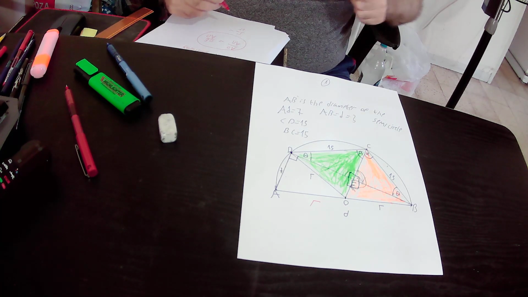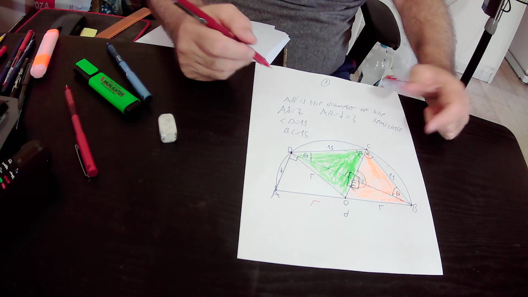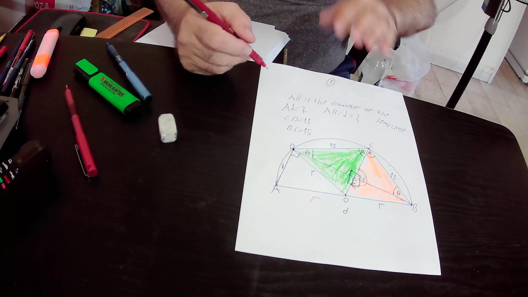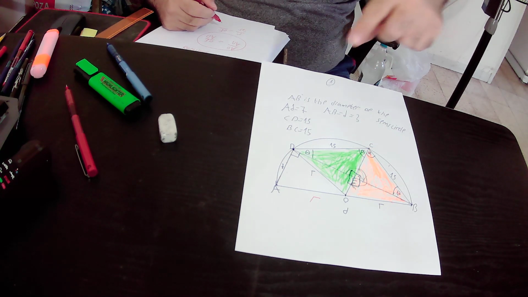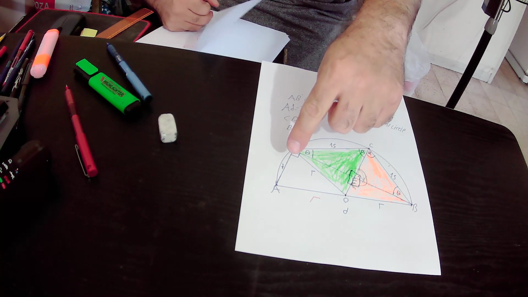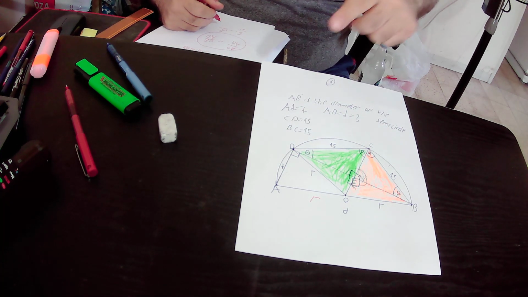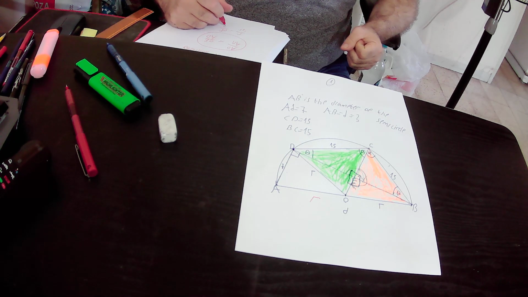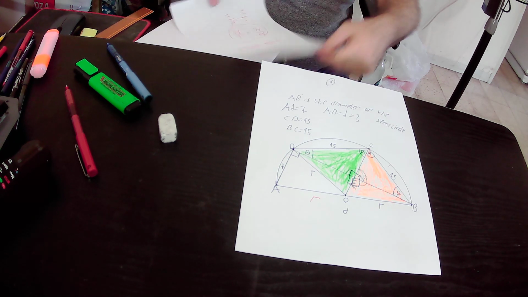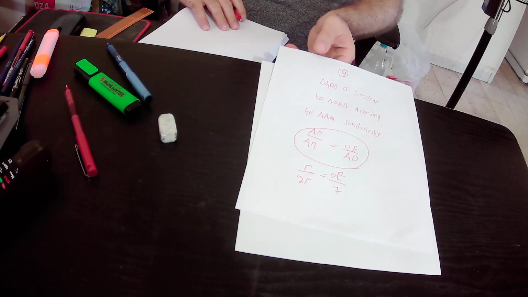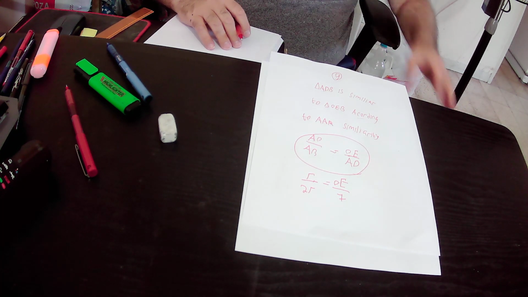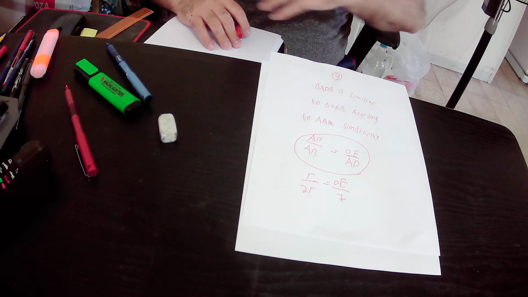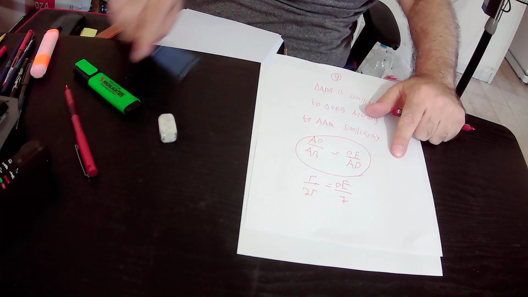What is the value of OE? OE, we will leave it as it is, over AD. What is the value of AD? AD equals 7 units. 7 units, it is given to us in the question. So in total we got that R over 2R equals OE over 7. R over R is 1, so R is cancelled.